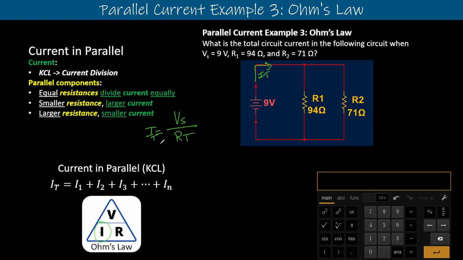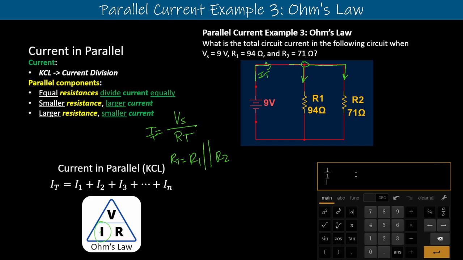So let's solve for our total resistance, RT. Since that's a parallel connection here, we see that RT branches here. We have an R1 value in parallel with an R2 value. So we'll say that that's R1 in parallel with R2. And we can plug that into our Desmos calculator over here using our parallel equation, 1 over 1 over. We'll say 94 is our first resistor plus 1 over our second resistor of 71. So we get a total resistance of 40.4 ohms.